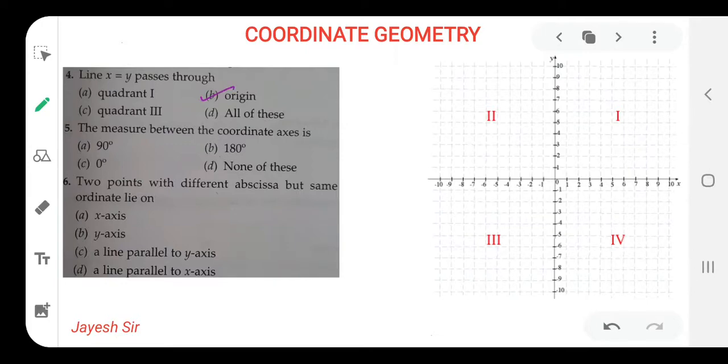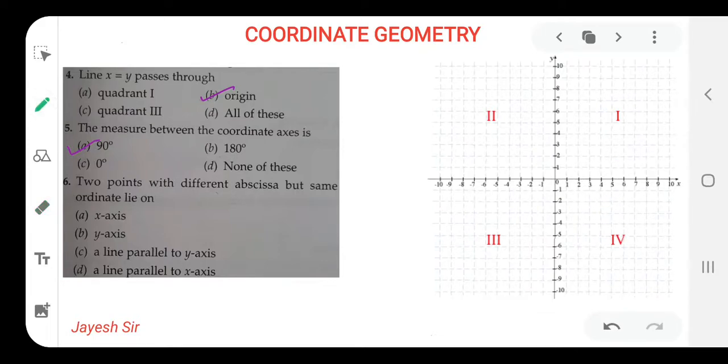The measure between the coordinate axes, the x-axis and y-axis, is asked. This measure is 90 degrees, so we can directly say that the measure between the coordinate axes is 90 degrees. I hope you all are getting it, friends. So let us begin with the next MCQ and see what is there.